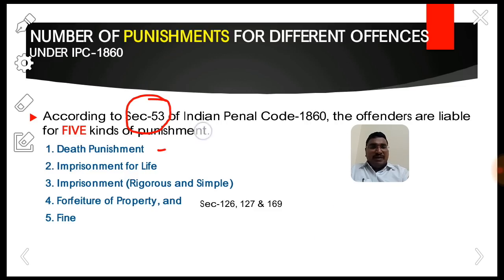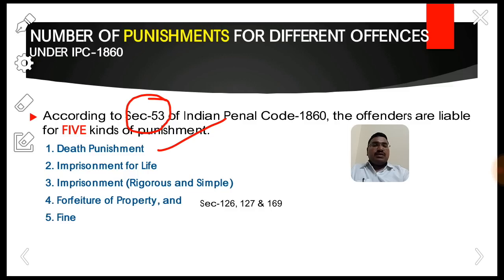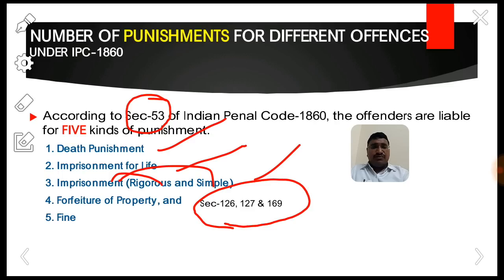Here the death punishment is confirmed by the court in certain offenses. In the next slide I will show you the complete table pertaining to when the death punishment is imposed by the court, and imprisonment for life is imposed by the court in many offenses. It is not possible to show all the sections in this slide. Imprisonment, rigorous imprisonment and simple imprisonment are also imposed by the court in several offenses under sections 126, 127, 169.